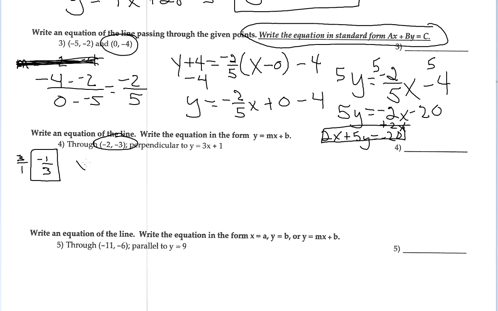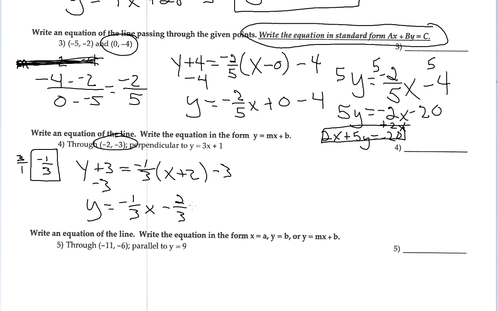So how about it? y plus 3 equals negative 1 over 3 times x plus 2. Subtract 3 from both sides. We've got y equals negative 1 over 3x minus 2 over 3 minus 3.